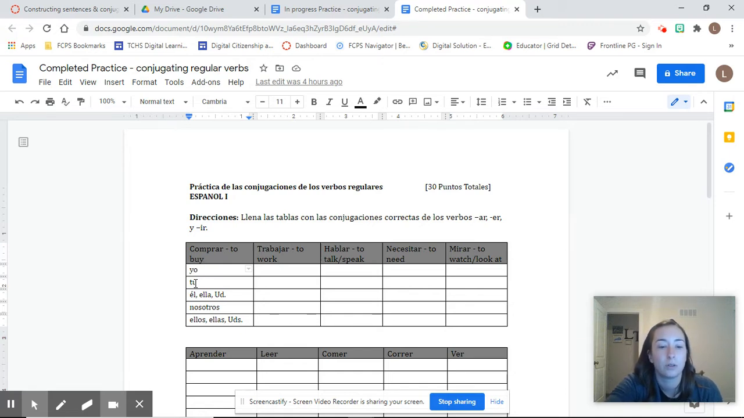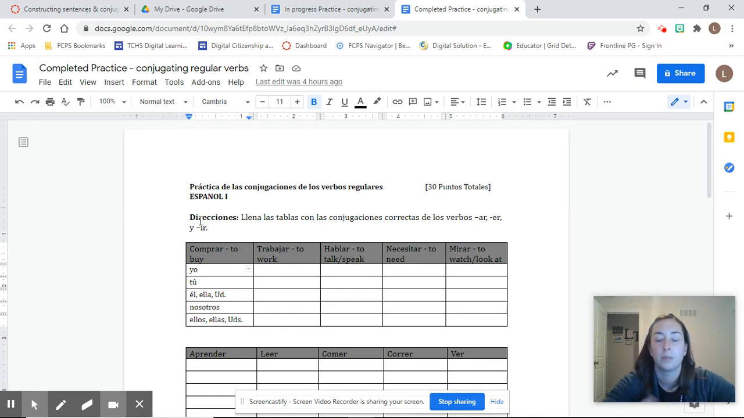So you have yo, tú, él, usted, nosotros, ellos, ellas, ustedes. You have your different subject pronouns there. You can either add a row or just include them in the same one. And you don't have to keep writing the subject pronouns, but make sure that you keep the verbs with the same subject pronoun. Don't get them mixed up and get confused.